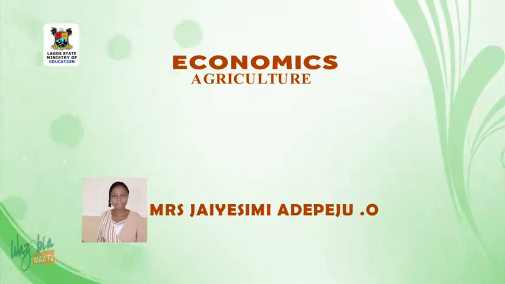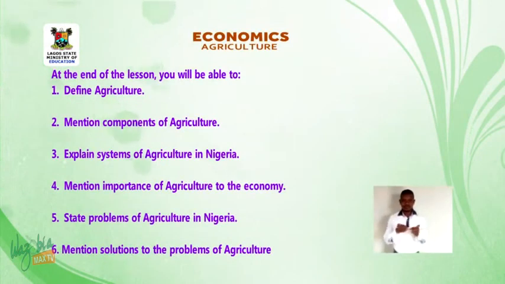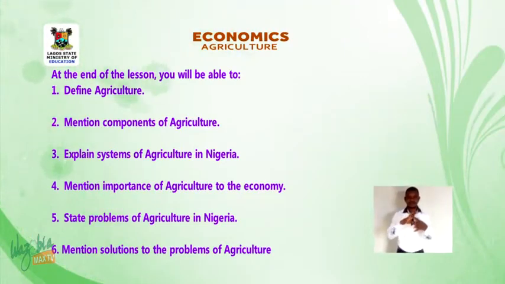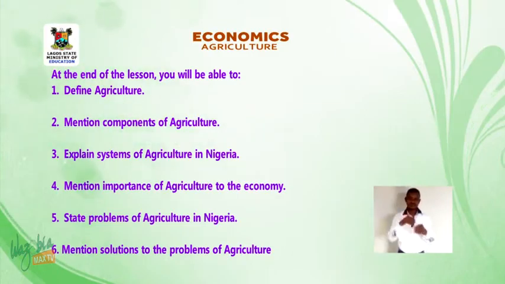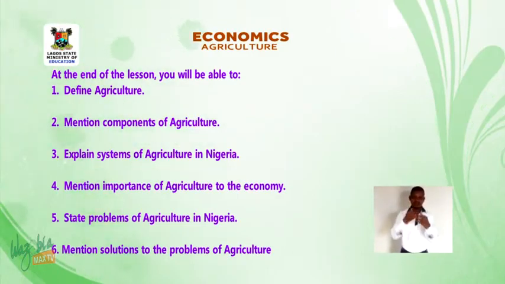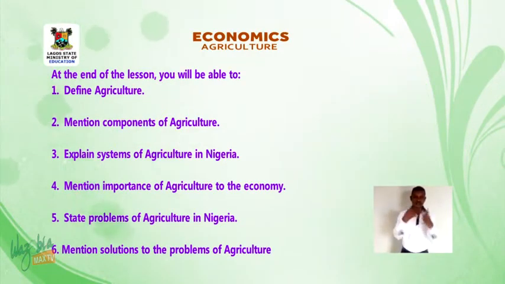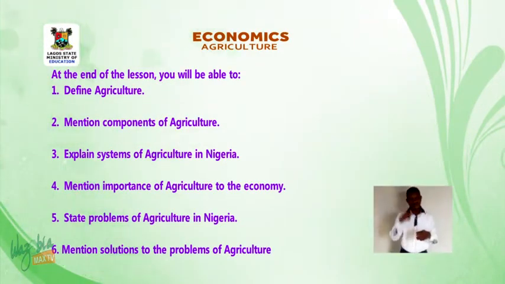Today's topic is agriculture. At the end of the lesson, you will be able to: 1. Define agriculture. 2. Mention components of agriculture. 3. Explain systems of agriculture in Nigeria. 4. Mention importance of agriculture to the economy. 5. State problems of agriculture in Nigeria. And lastly, 6. Mention solutions to the problems of agriculture.